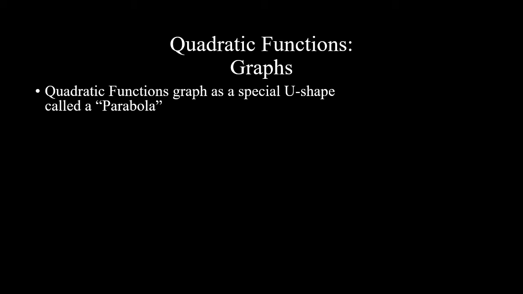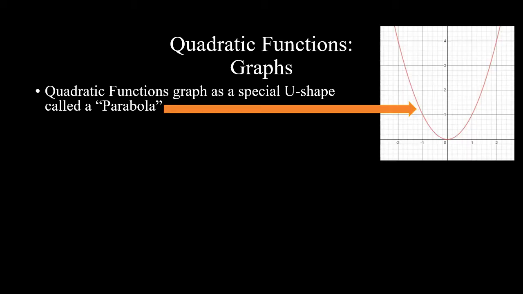As it turns out, the quadratic function graph has a special U shape, which is called a parabola. When we graph a quadratic function, we see this special U shape, and it can be either facing up like a U, or it could be flipped and facing down, sort of like an A. It can go in either of those directions.